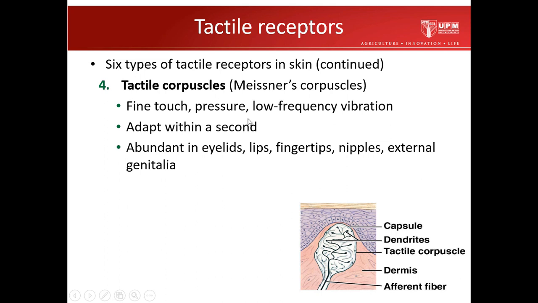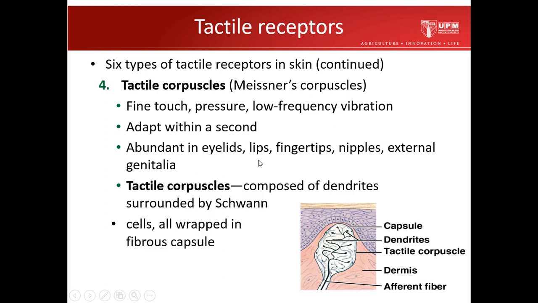They adapt to the stimulation within a second after contact. So this receptor is abundant in eyelid, lips, fingertips, nipple, and also external genitalia. The tactile corpuscle is composed of highly coiled and interwoven dendrites, and it's surrounded by Schwann cells. A fibrous capsule surrounds the entire complex and anchors within the papillary dermis.